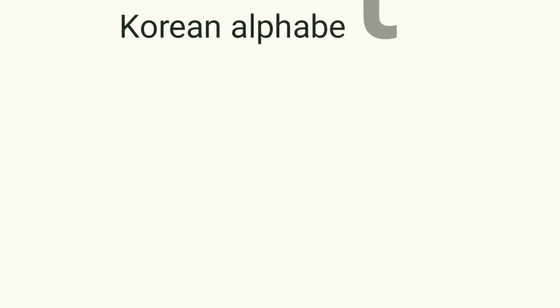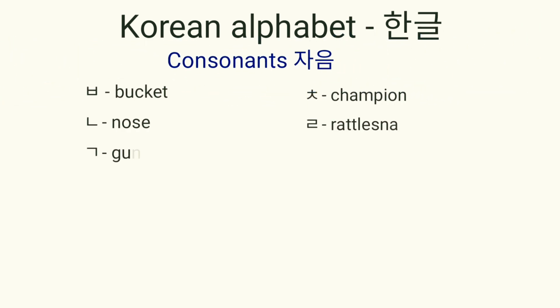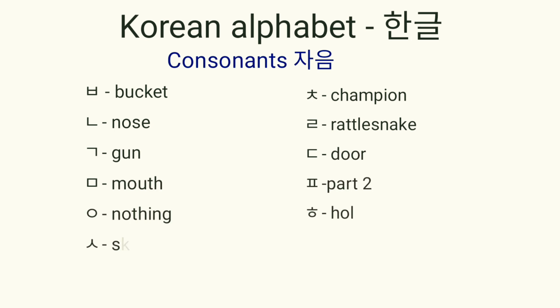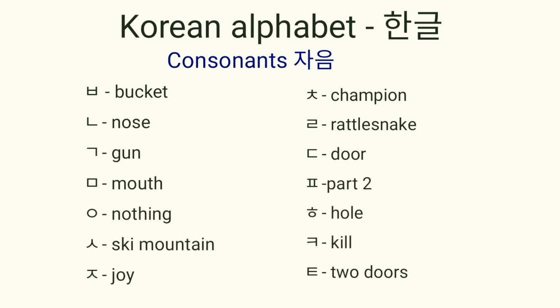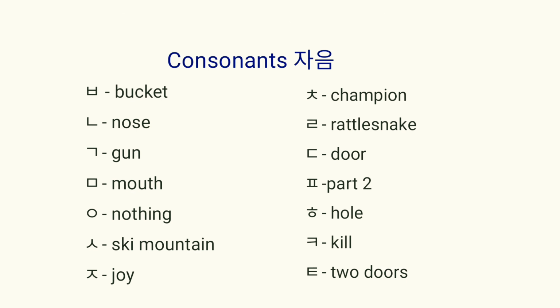So now we start learning the Korean alphabet. The following are the first set of Korean consonants that you need to get into your brain. There is no easy way to explain them, you just need to memorize them. To make it easy, we compare the letters to what they look like. The first letter looks like a bucket, so remember the letter B. The second letter is N because this letter looks like a nose.